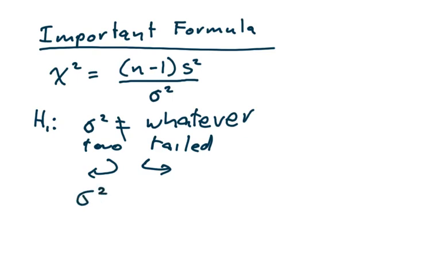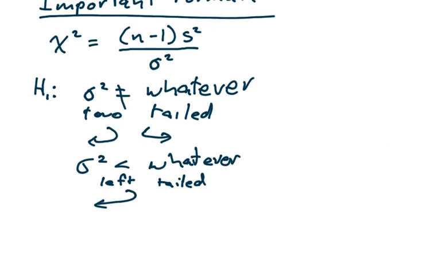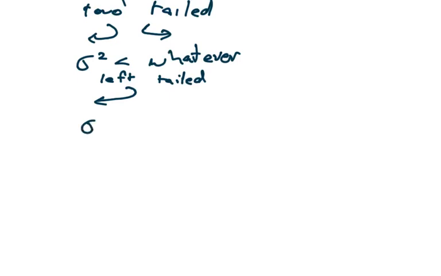Okay, if sigma squared is less than whatever the hypothesized value of sigma squared is supposed to be, then it is going to be left-tailed. And then finally, if it is stated as we think it's greater than a certain value, whatever it may be, then it is going to be a right-tailed test.